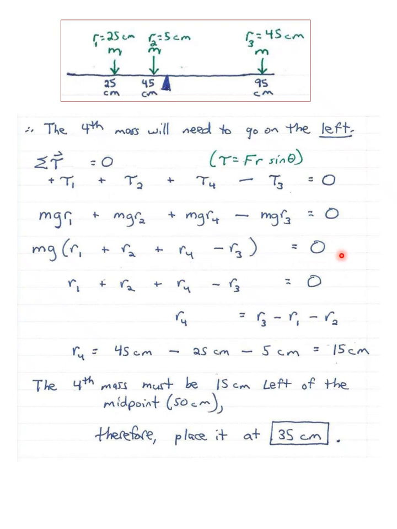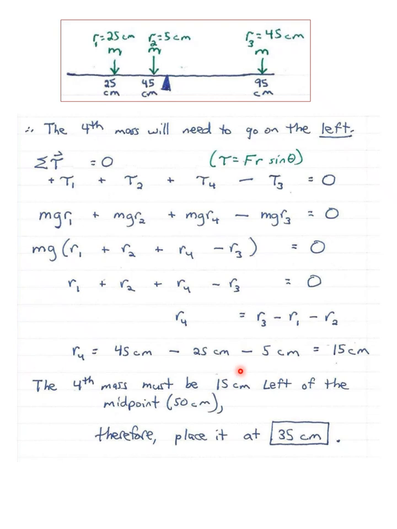So we have mg times (R1 plus R2 plus R4 minus R3) equals 0. Here we have a situation where we have 3 factors multiplied that equals 0, and one of them has to be equal to 0. So either the mass is 0, which it's not, or g is 0, which it's not, or the thing in parentheses is 0. And so the only possible choice is the thing in parentheses being equal to 0, so we set it equal to 0. R1 plus R2 plus R4 minus R3 equals 0. And we want to know what R4 is. So we solve that for R4. We get R3 minus R1 minus R2.